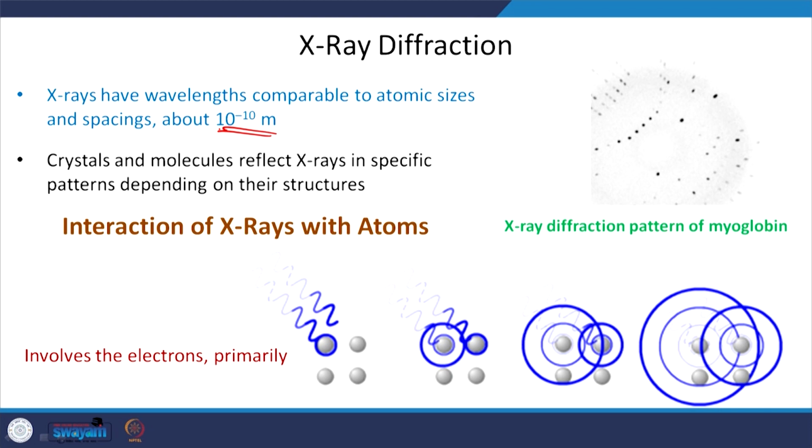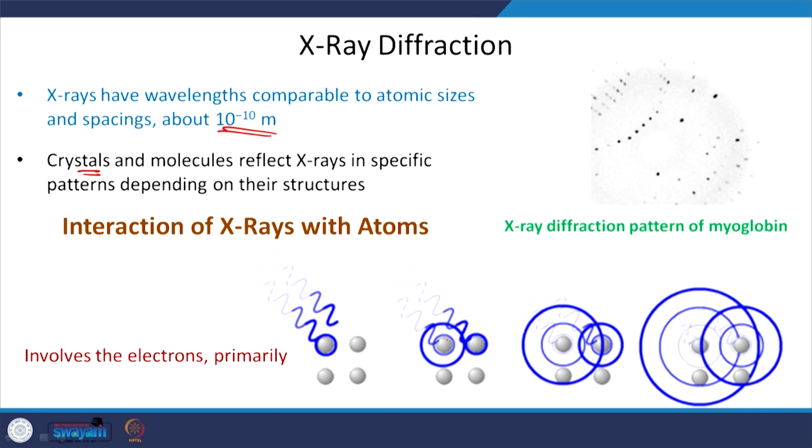Let us consider what X-ray diffraction is. You know X-rays have wavelengths around 10 to the power minus 10 meter, and that is comparable to atomic sizes and spacings. For example, I have shown here the X-ray diffraction spectrum of myoglobin. Crystals and molecules reflect X-rays in specific patterns depending on their structure. If you have an atom, there are electrons and the X-ray comes and interacts with them. It can expel an electron to the outer shells, and then it comes back and gives radiation.